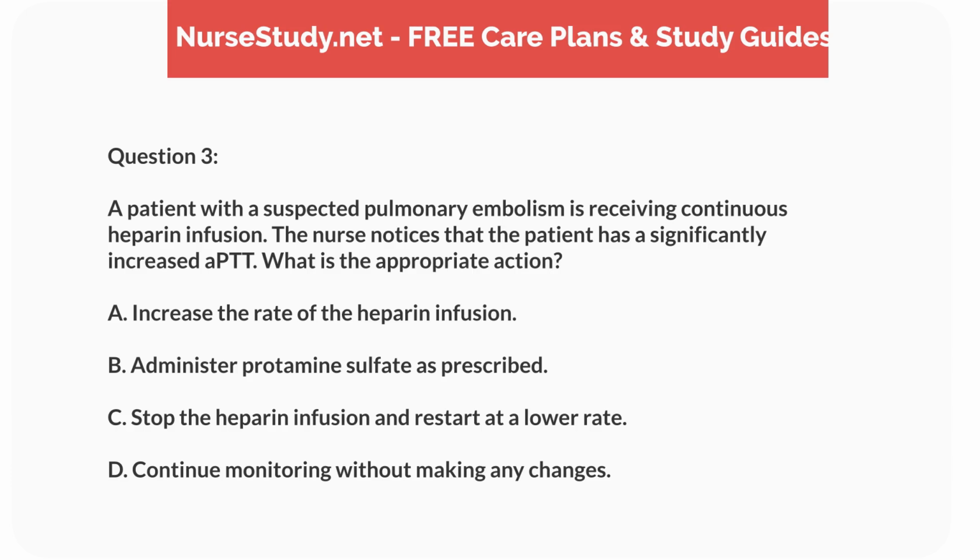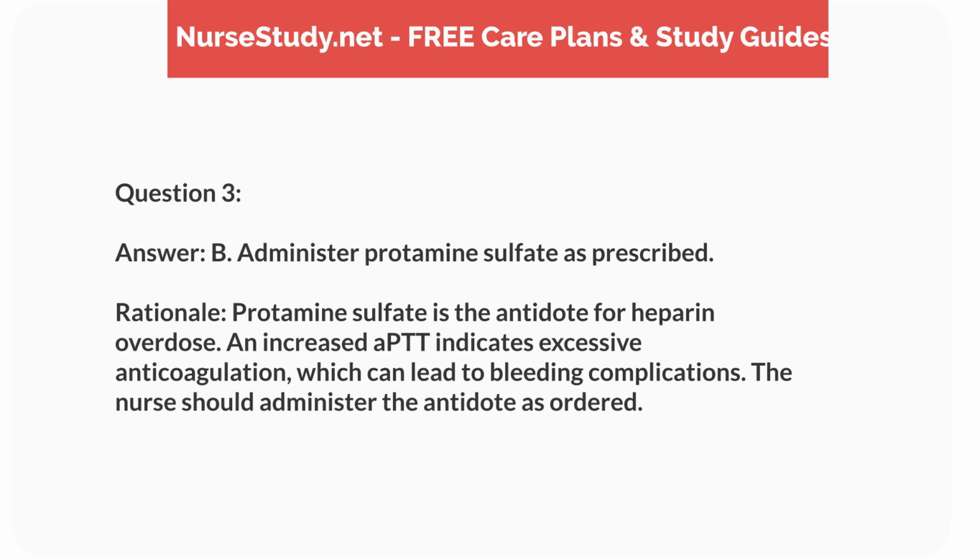What is the appropriate action? A. Increase the rate of the heparin infusion. B. Administer protamine sulfate as prescribed. C. Stop the heparin infusion and restart at a lower rate. D. Continue monitoring without making any changes. Answer. B. Administer protamine sulfate as prescribed.